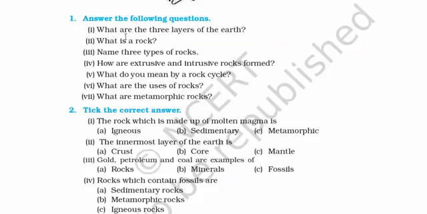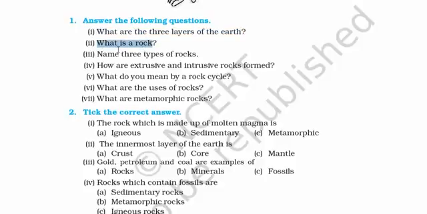So let's answer some questions and see where we stand. First question, what are the three layers of Earth? The three layers of Earth are crust, mantle and core. Second question, what is a rock? Rock is nothing but made up of minerals that form a natural landmass and is also the Earth's crust. Third question, name three types of rocks. The three types of rocks are sedimentary, igneous and metamorphic.